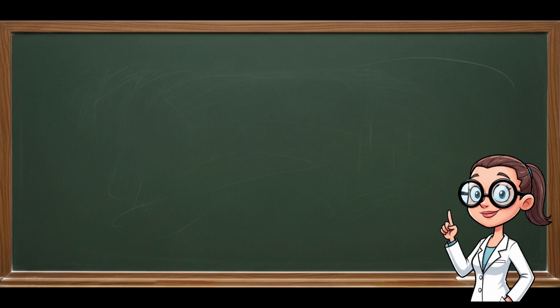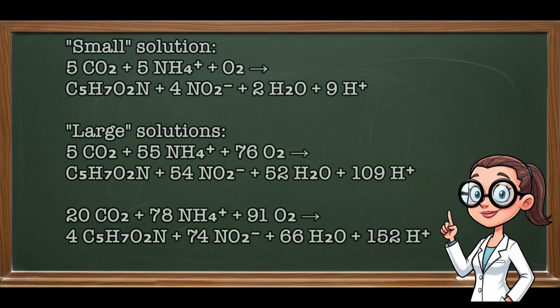Here's why. 1. Underdetermined system of equations. Balancing is basically solving a system of linear equations, one for each element and charge. Sometimes the number of unknown coefficients is larger than the number of independent balance conditions. That means the system has more than one solution. In our case, there's freedom in how many NO2 minus, H2O, and H plus appear, as long as the balances close. That's why we found a small solution with modest coefficients and other large solutions with completely different numbers, not just a scaled version.